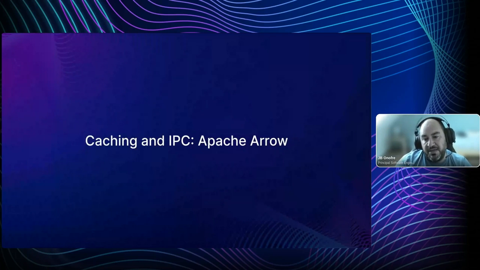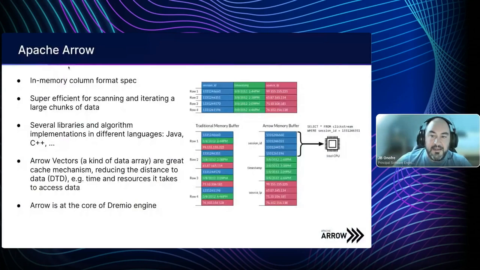So the first one is Apache Arrow. Apache Arrow is interesting in two cases. The first case is about the caching mechanism you have in Dremio. So basically, what is Apache Arrow? The first thing about Apache Arrow is that it is an in-memory column format spec. On the picture I put there, you can see that I have session ID, timestamp, and source IP with different rows. So I have 4 rows.